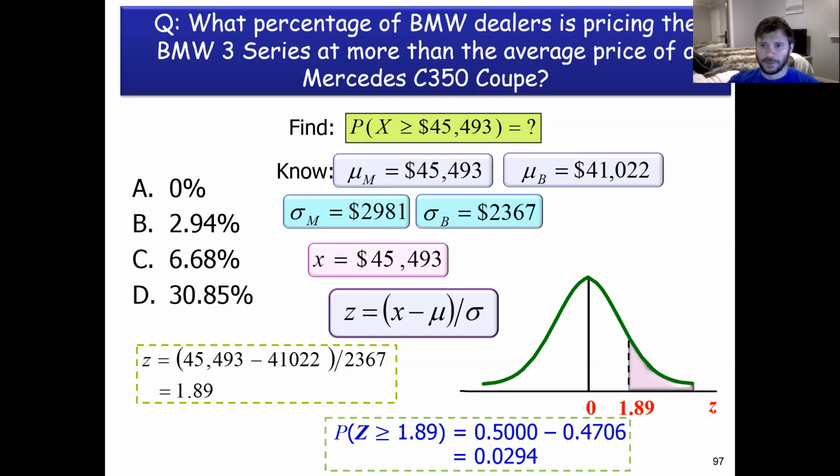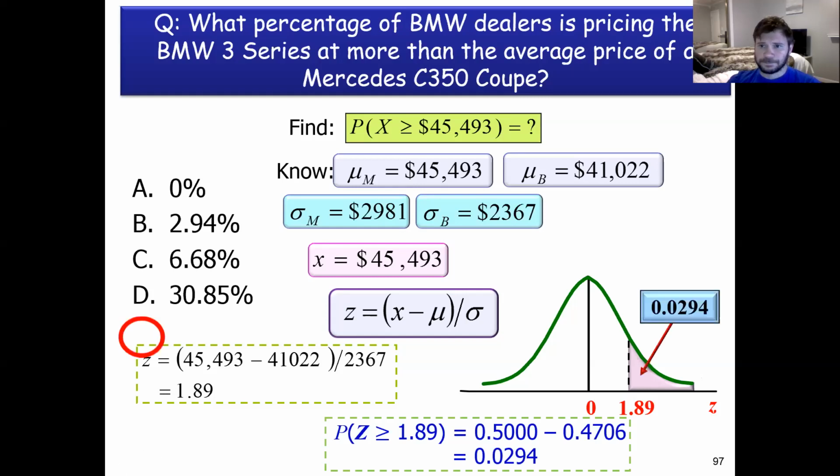So the way to interpret this is that the probability that a BMW is priced above the Mercedes average is pretty low. The probability that a BMW is priced above the Mercedes average is very low, only about a 3% chance that that's the case.